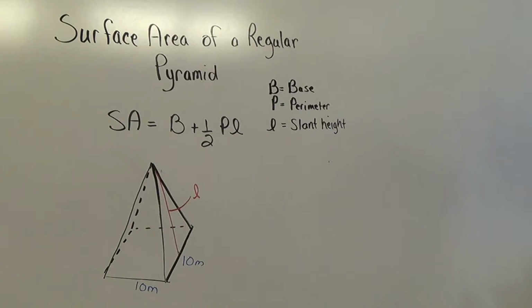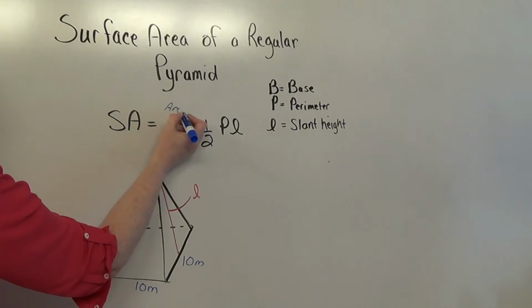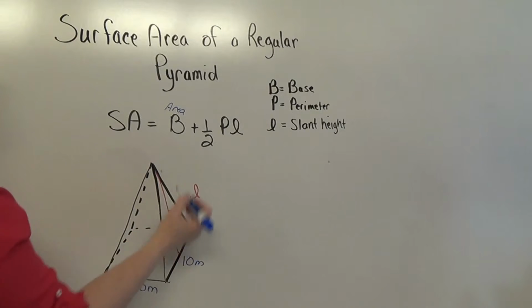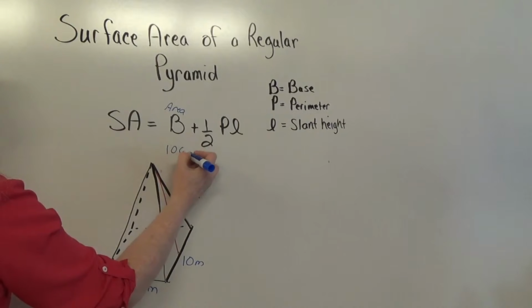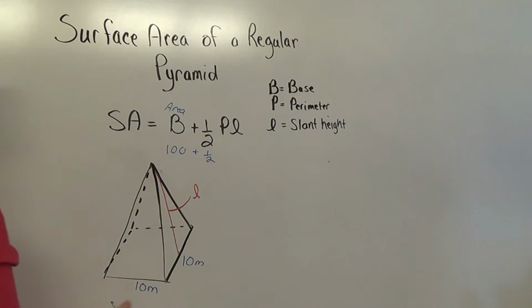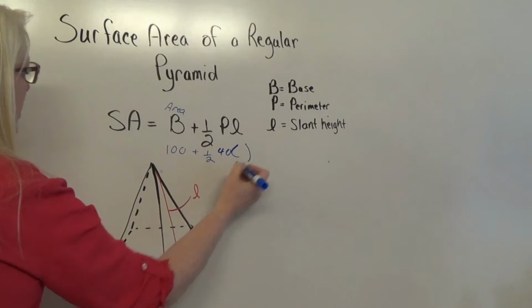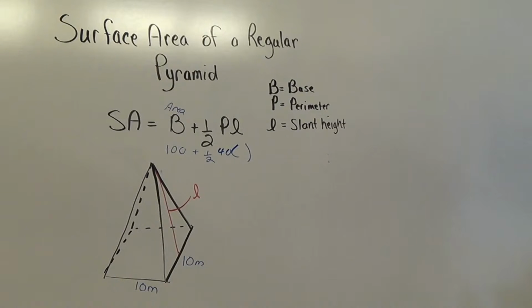So the first thing that you would do is you would find the area of your base. And your base is a square, and the formula for that is length times width, or side times side, and that would be 100 plus 1/2. And now it wants us to find the perimeter. Well, the perimeter of the base, and the base is a square. So the sides are 10, 10, 10, and 10. So 4 10s, and that would be 40. And then our slant height, let's say that our slant height is 13.